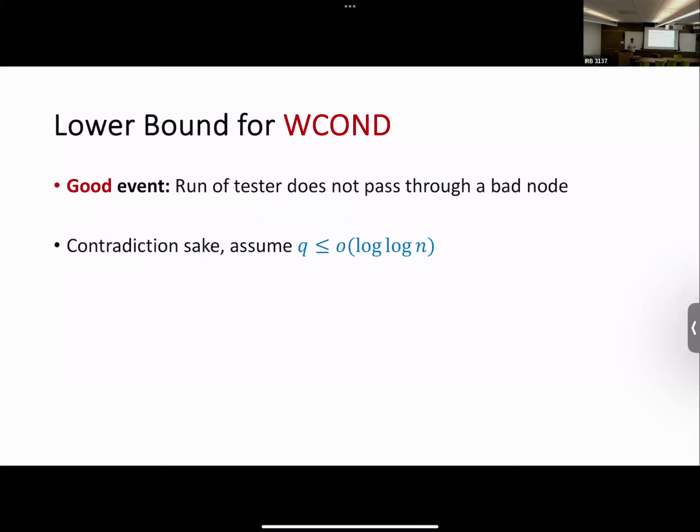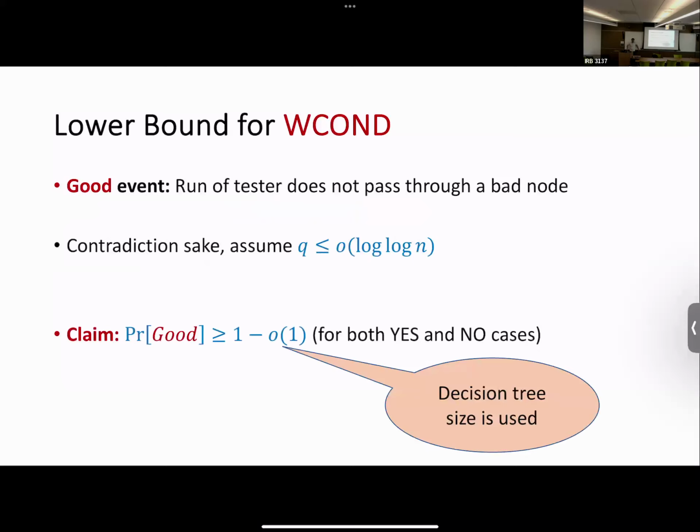And then finally we argue that no matter whether the instance is yes or no, the probability that your algorithm will pass through some bad node is very small. So the good event probability is basically 1 minus o(1). And here we use the decision tree.